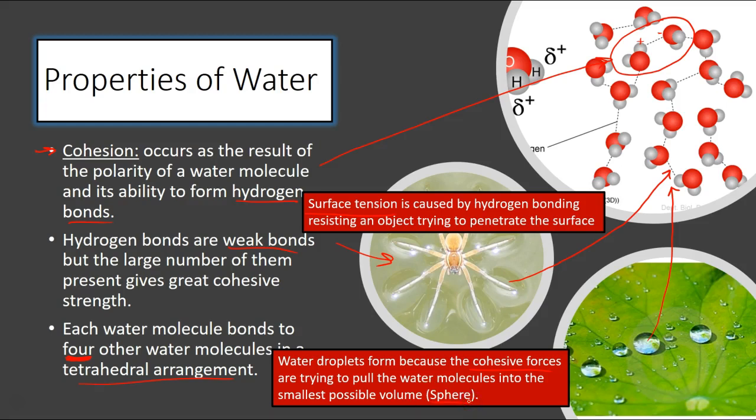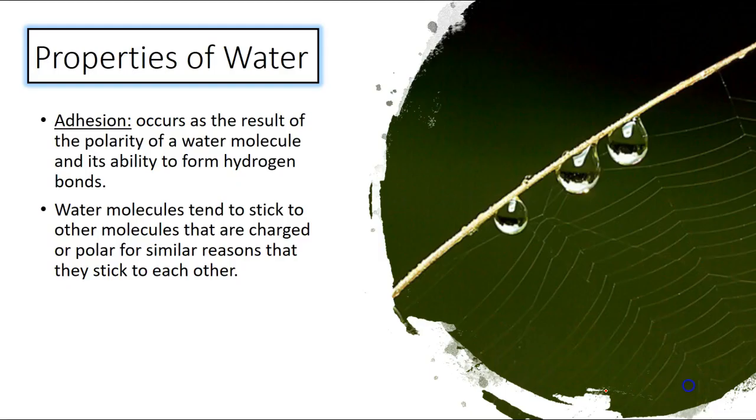And so you'll see water forming droplets because, again, the hydrogen bonds are very strongly attracting the water molecules to each other and not to the surface of the leaf, or in this case the surface of the bug.